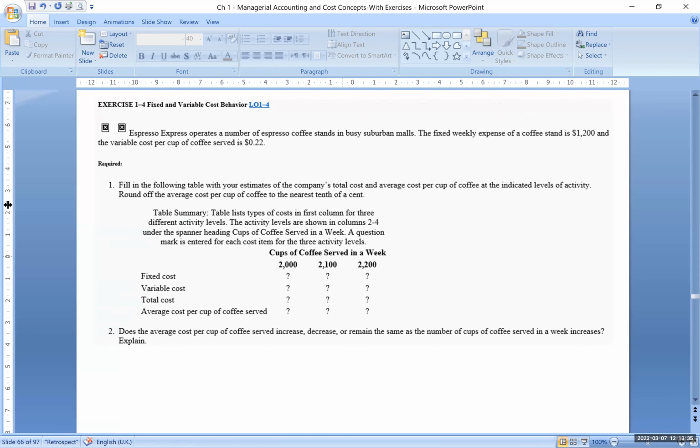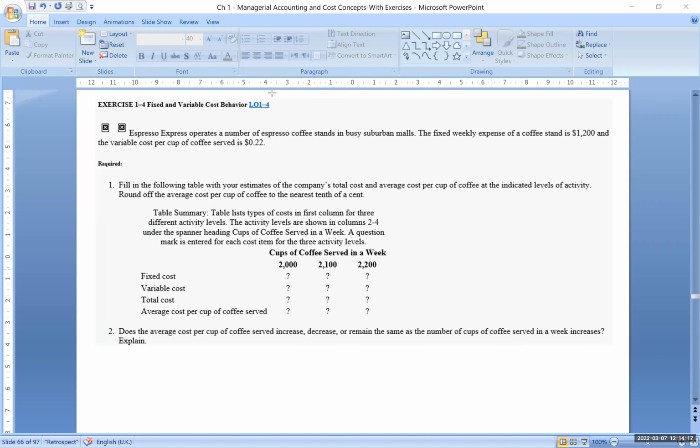Fixed cost. Then we need to fill in the total fixed cost. Remember that the fixed cost is fixed regardless of the levels. So we need to fill first these 3 numbers, and they should be the same. Why? Because the fixed cost will be the same regardless of the cups of coffee served.